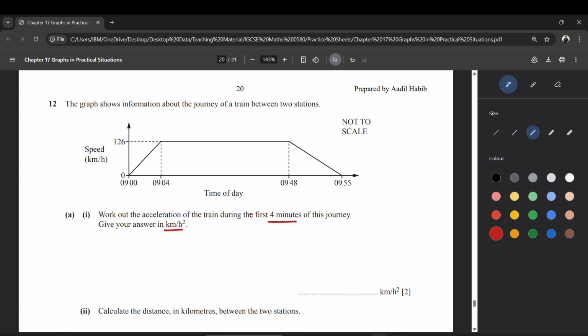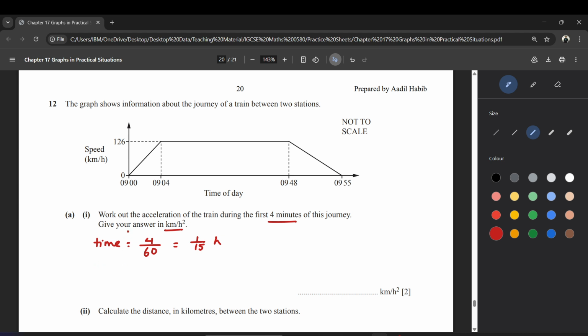Because the time is in minutes and the acceleration required contains hours, I'm going to change the time first. So time is equal to 4 divided by 60. That gives us 1 upon 15. If I write it in decimals, that would give me a long answer, so instead I'm just going to leave it as a fraction. So we have 1 upon 15 hours.